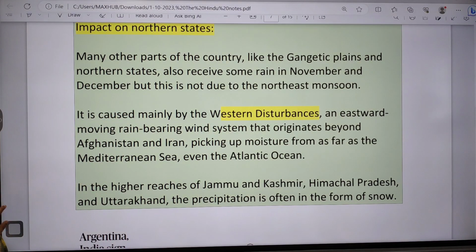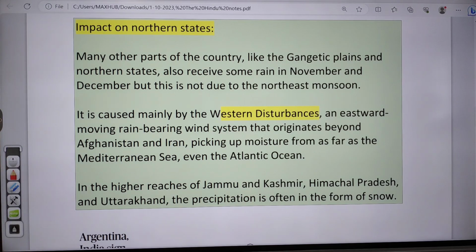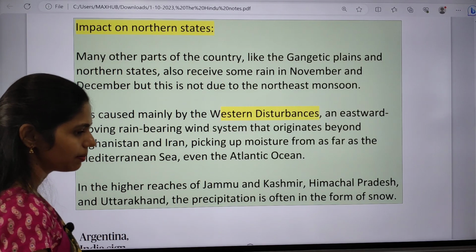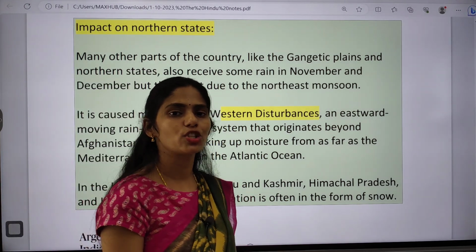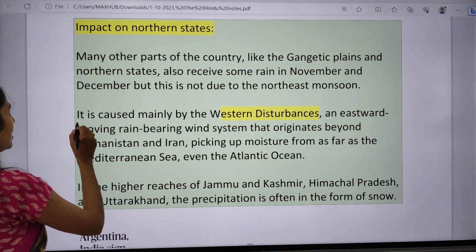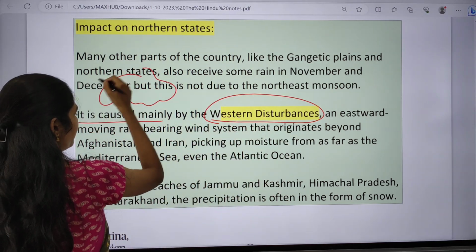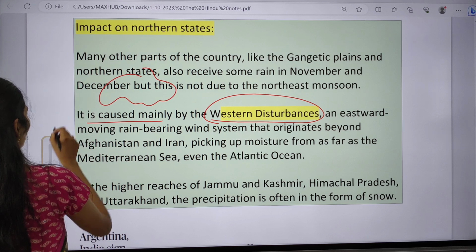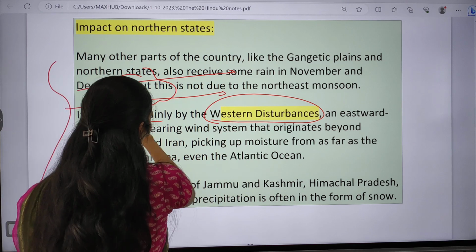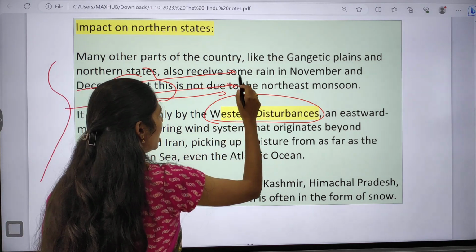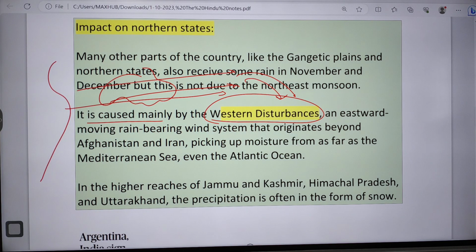Actually many parts, especially the northern parts, especially the Gangetic plains, receive this rainfall in the month of November and December. This will be very helpful for growing wheat in the Rabi season in the Punjab and Haryana regions. It is also aided by western disturbances. We have the Mediterranean Sea and even the Atlantic Ocean. From this Atlantic Ocean and Mediterranean Sea there are disturbances which cause the winds to move this way, and they also bring some moisture, and that causes winter rainfall.